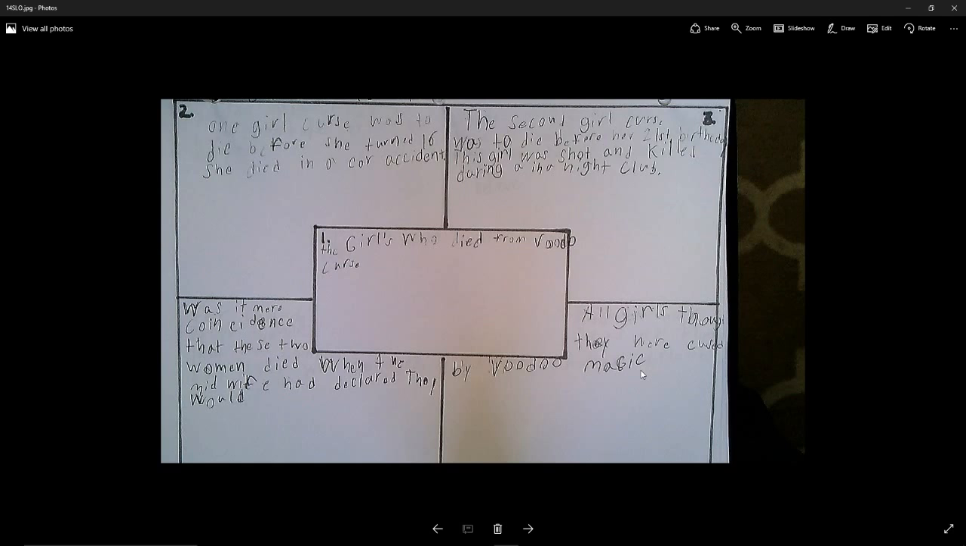So this is a student, his first Foursquare organizer. So the student completed 3 different Foursquare organizers. So they were supposed to be writing a 3-paragraph summary response. The first paragraph was supposed to be on the initial section of the text where they describe 3 of the different girls who were quote-unquote cursed by voodoo magic.